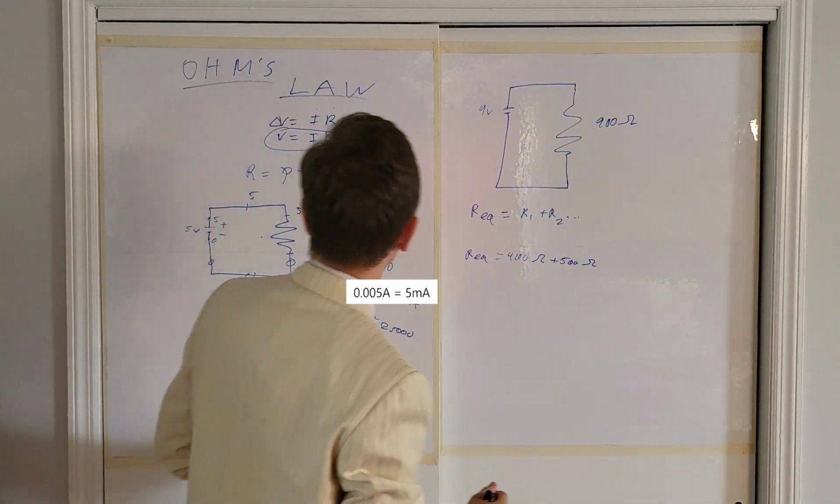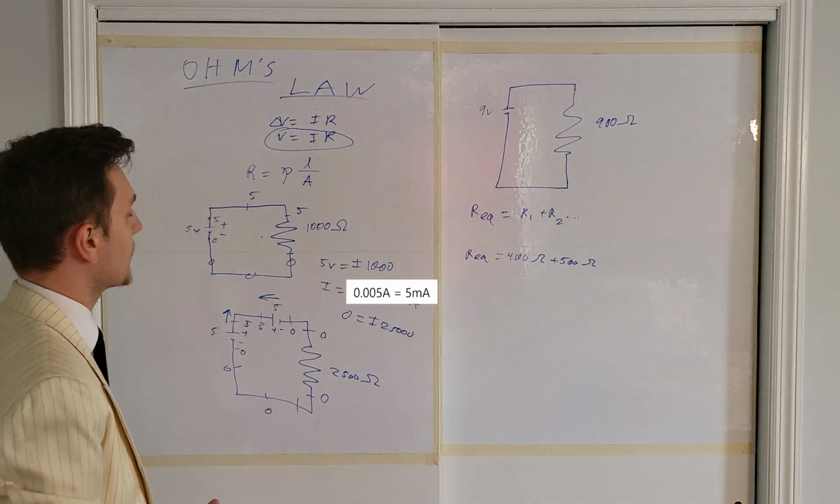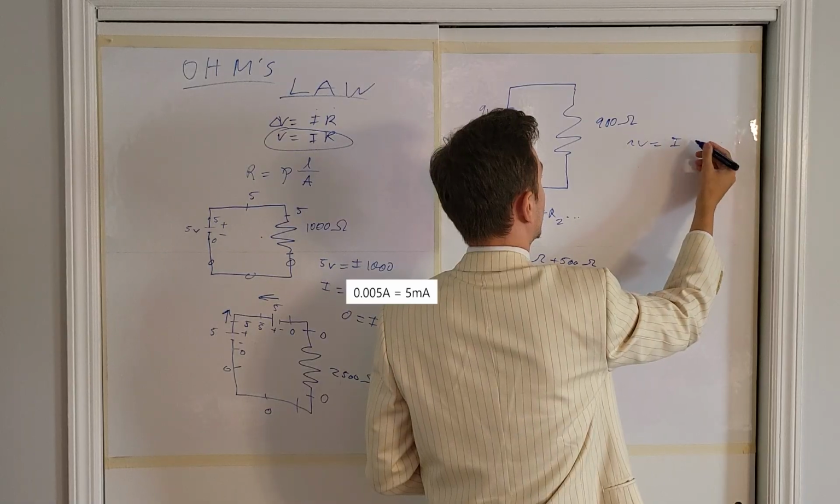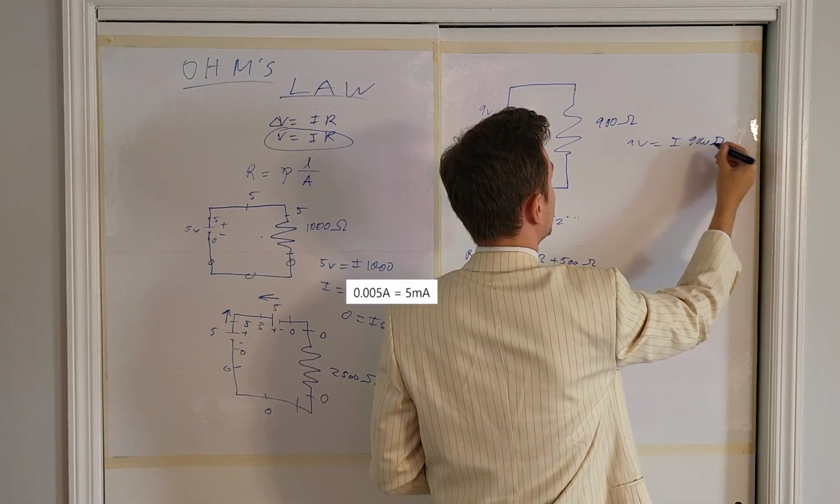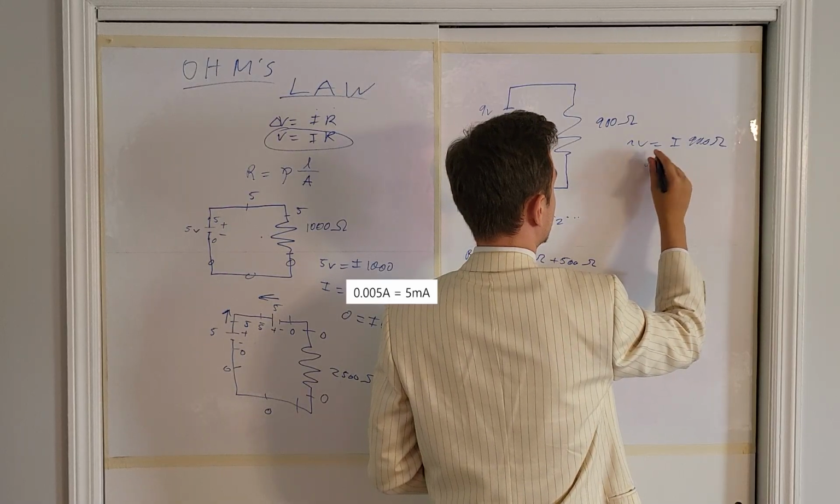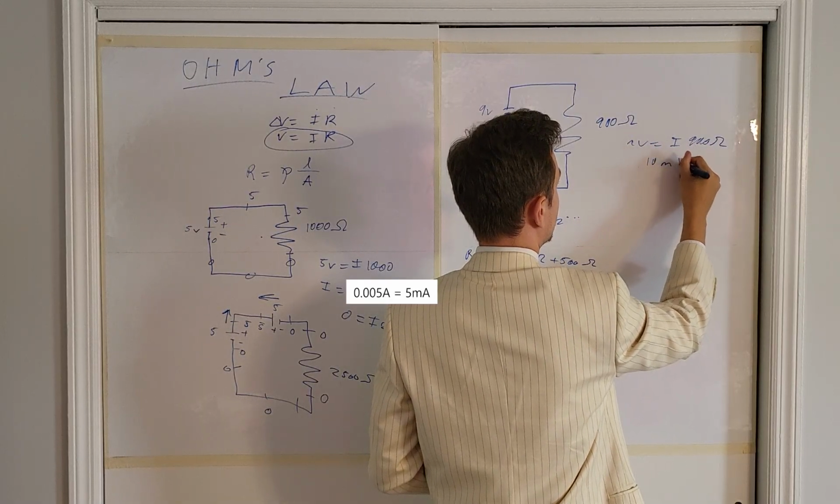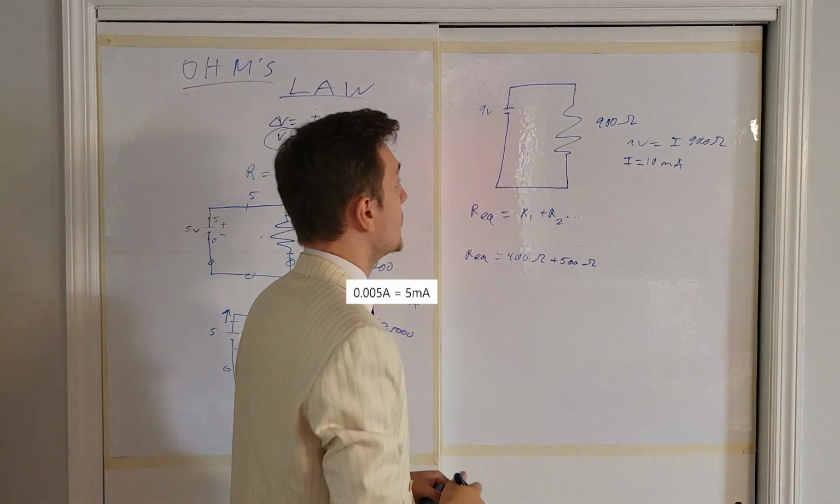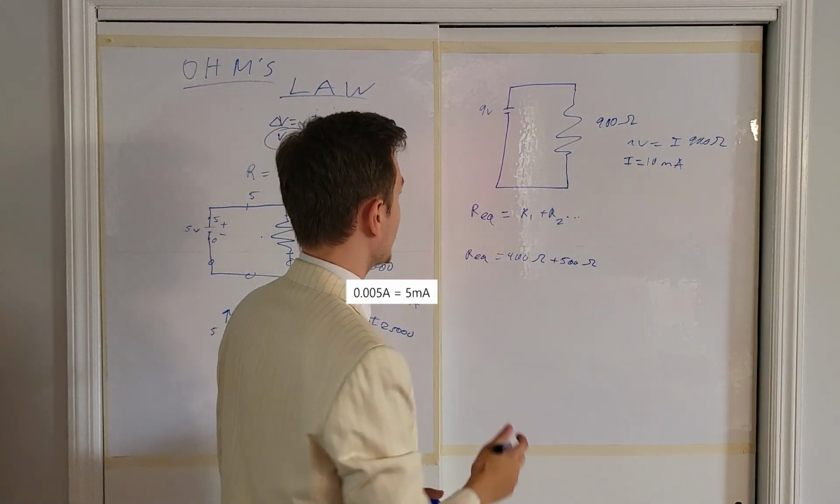So now we apply Ohm's law exactly how we did right here. So we get 9 volts equals current times 900 ohms, and we're going to get that our current is 10 milliamps. Okay? Now, let's work through resistors in parallel.